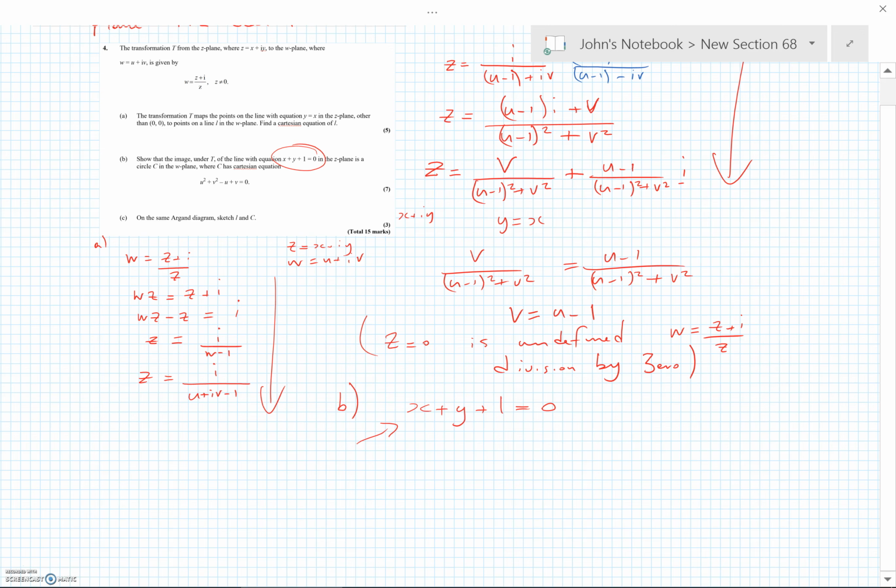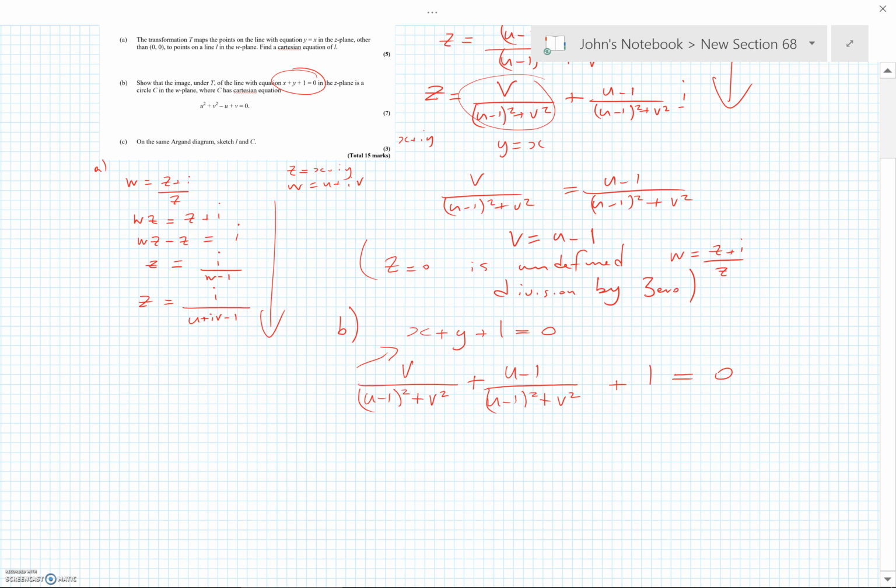So it's one of these things where you are working harder for the 5 marks, but we're getting a bit of a benefit for the 7 marks. I don't think the examiners had anticipated us doing it this way, but I do think it is the most efficient way. So x is this bit here, so that's v over ((u minus 1) squared plus v squared), plus (u minus 1) over ((u minus 1) squared plus v squared), plus 1 equals 0.